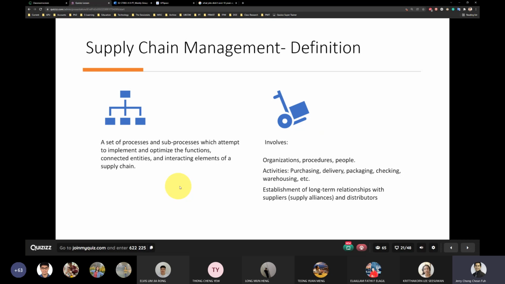So when it comes to the definition, of course, the idea here is to look at how you can implement and optimize the functions, how you can connect all these entities together. Prior to this, it may be very disconnected, from your materials, from your supplier, all the way down to you talking to some of your retailers and customers. So now you want this system to be able to incorporate everyone together. And obviously that will involve the organization, how certain procedures take place, different people and different parties that are involved, and it will involve activities such as purchasing, delivery, packaging, checking, warehousing, inventory, and so on and so forth.